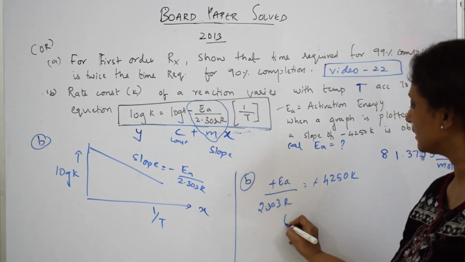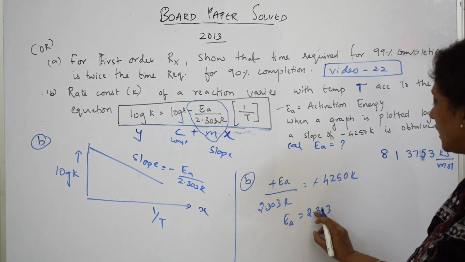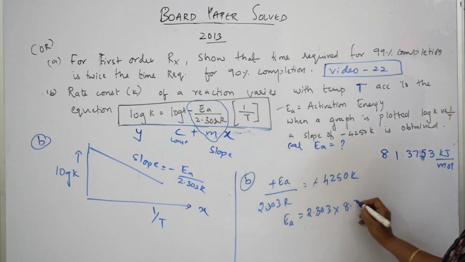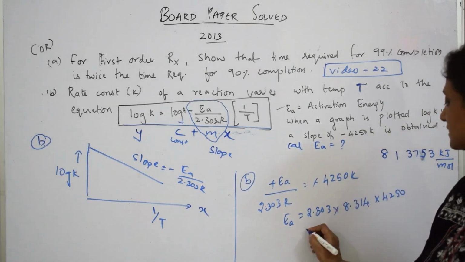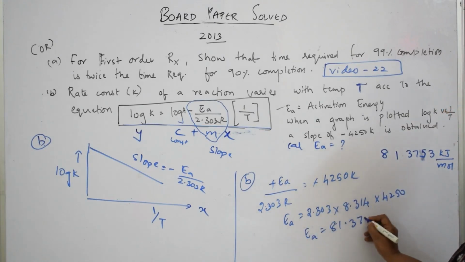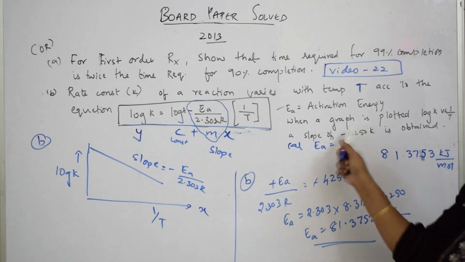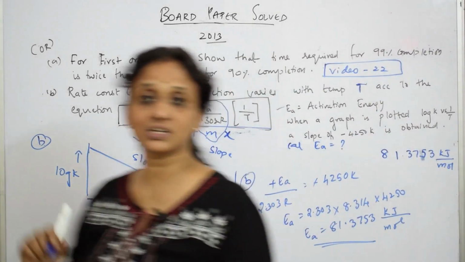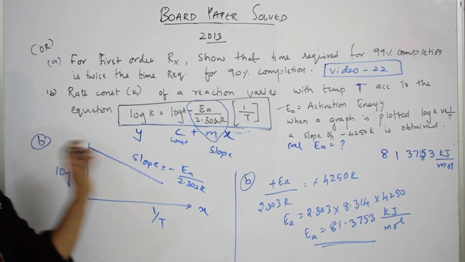So what is Ea? The activation energy Ea is equal to 2.303 into R, the gas constant value 8.314, into 4250. When I solve it, I get the answer 81.3753 kilojoule per mole. This is your answer. This is how you're going to solve. For graphical questions, remember, they expect you to draw the graph and show the slope. This is how it will be in the board key, and this is what they want you to write.